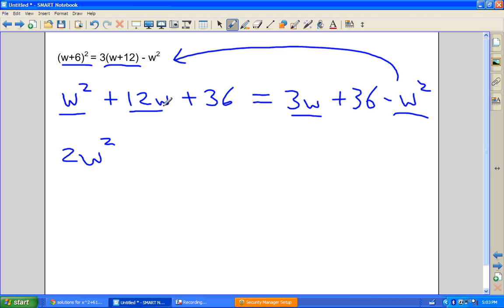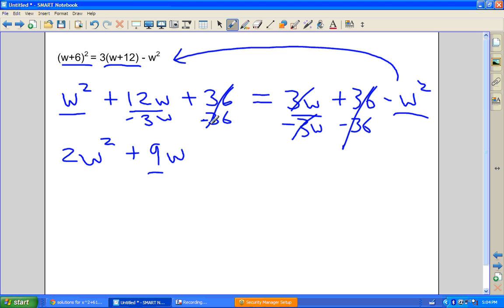Okay, now I have a 12w here. If I bring 3w over, 12w minus 3w gives me a plus 9w, right? If I subtract 3w from each side, there's my 12 minus 3 is my 9. 3w minus 3w goes away like I want it to. Same thing with 36. If I subtract 36 from both sides, those go away. And all I'm left with is 2w squared plus 9w. That's it. I move this w squared over, I move the 3w over, and the 36 is gone. I got nothing on the right.